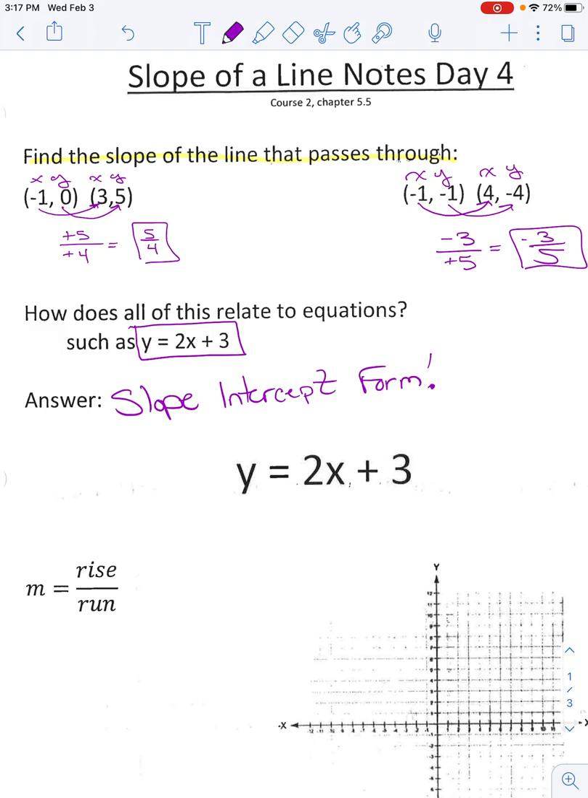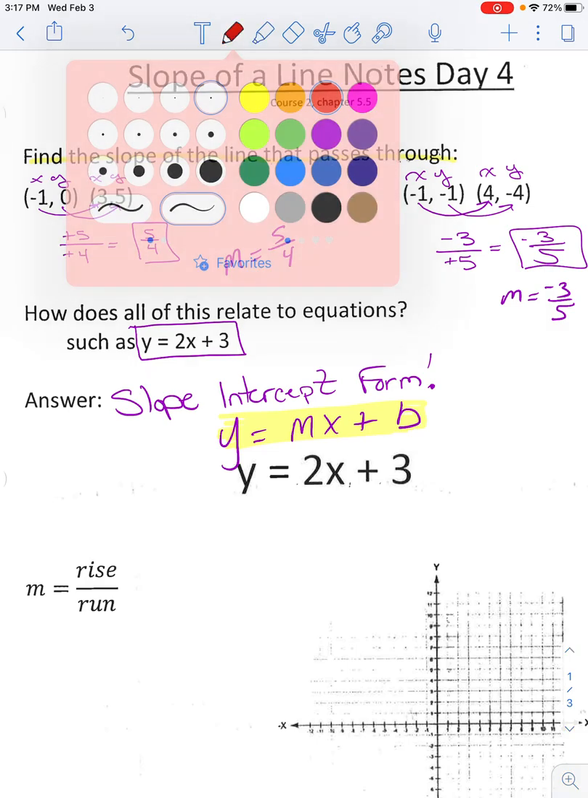Remember that we started talking about that when we do slope, we're going to write m equals 5/4 and m equals -3/5. M is slope. Y equals mx plus b, okay? Y equals mx plus b. And you're going to get more into this next year, okay? But this is slope-intercept form.